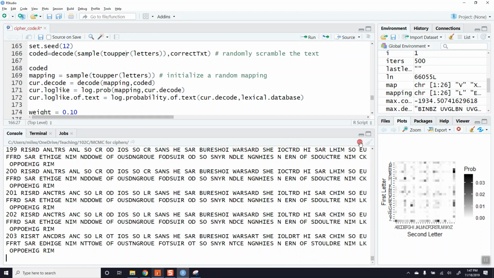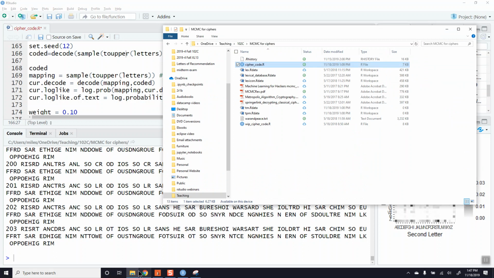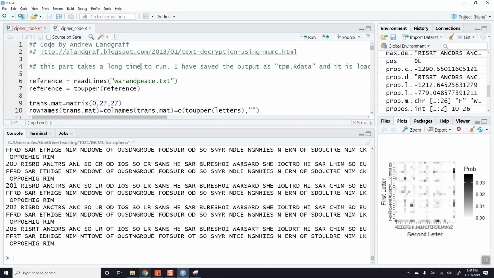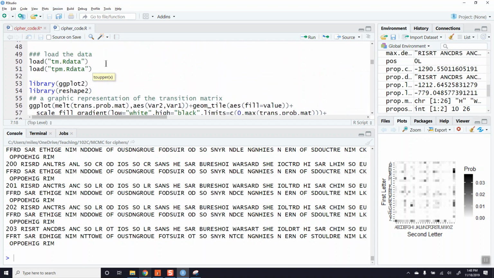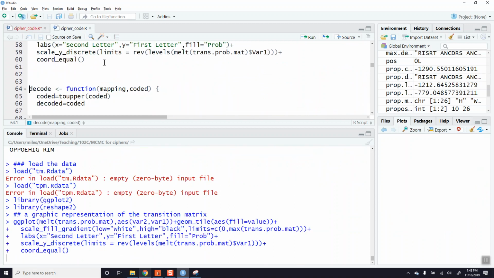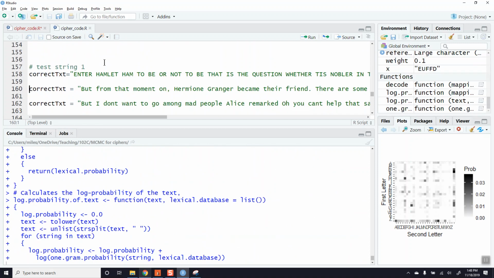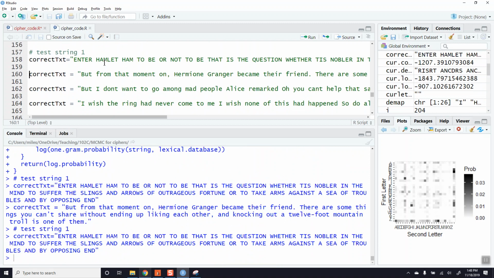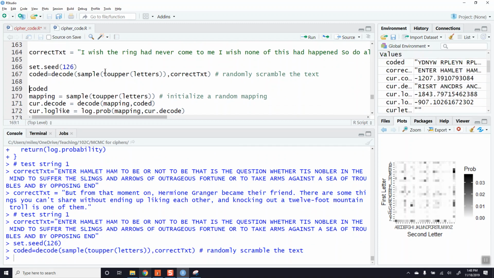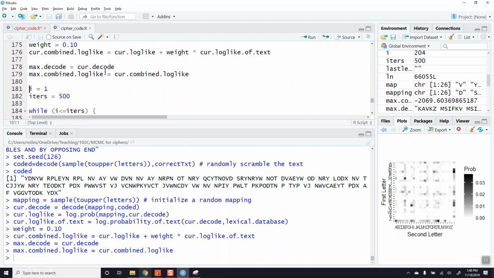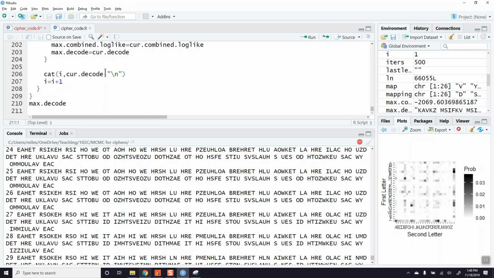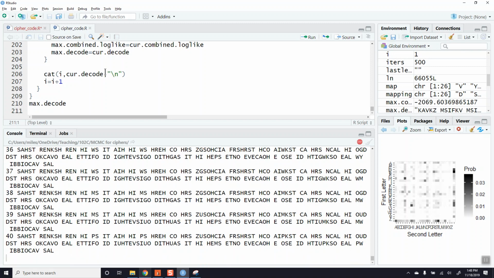Okay, let me just stop for a second, because I had better performance last time. Let me just try this one more time. Load this up, load that up. Okay, so I have enter Hamlet, and then we're going to run the coding and decode this. All right, here it goes. Starting off with nonsense. It's already got the E in position. But let's see. Oh, it lost the E.